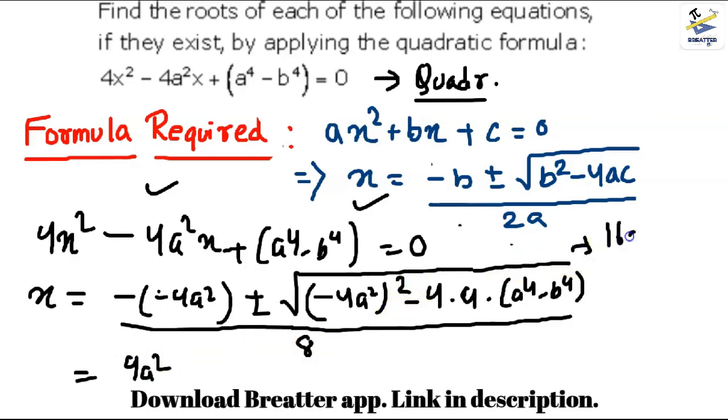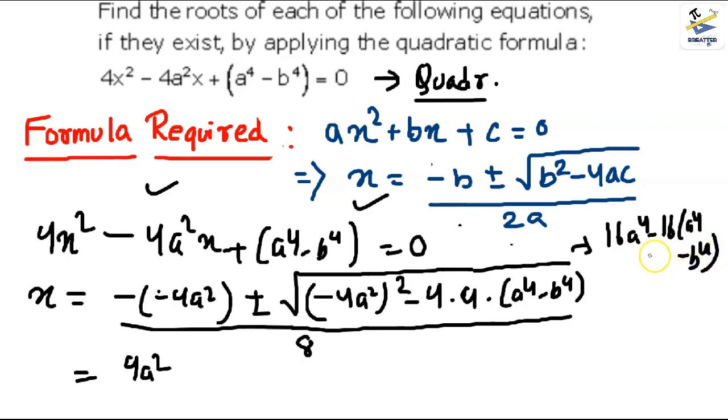Now this simplifies as 4a square, and notice what happens inside the square root. This thing becomes 16a to the power 4 minus 16 times a to the power 4 minus b to the power 4, right, which simplifies as 16b to the power 4. Now what happens if you take 16b to the power 4 under the square root? Obviously it becomes 4b square, which is very simple. So we have 4a square plus minus 4b square whole divided by 8.